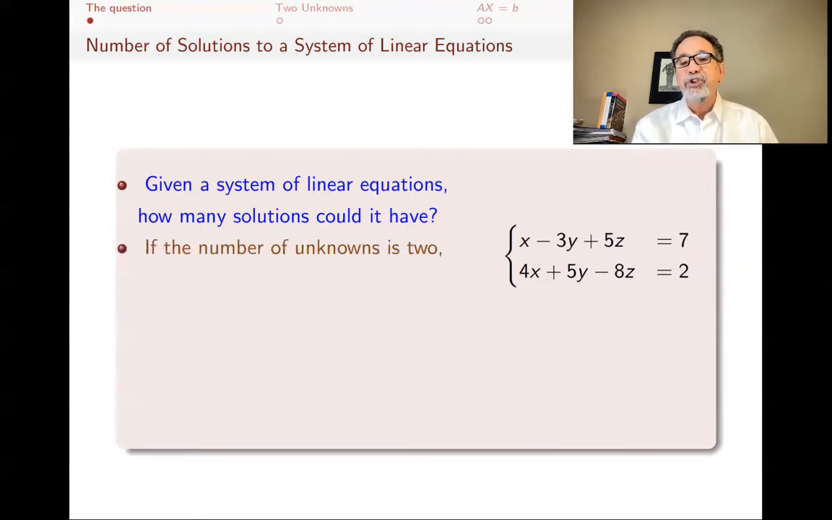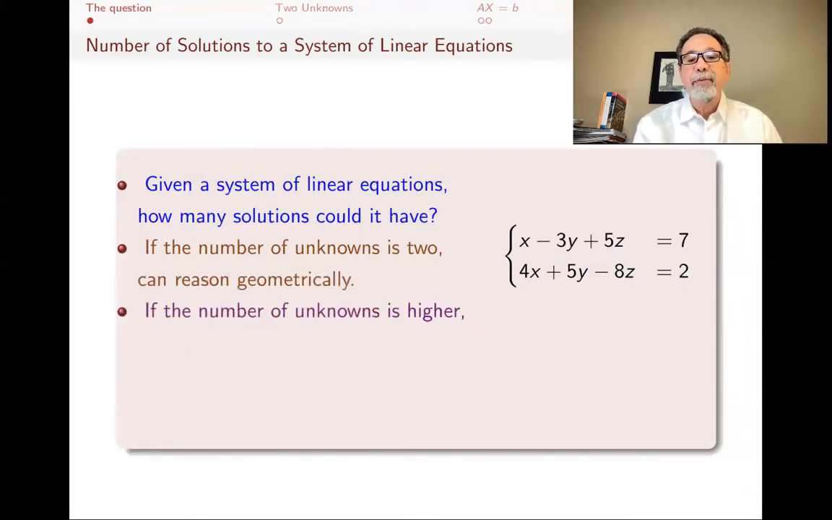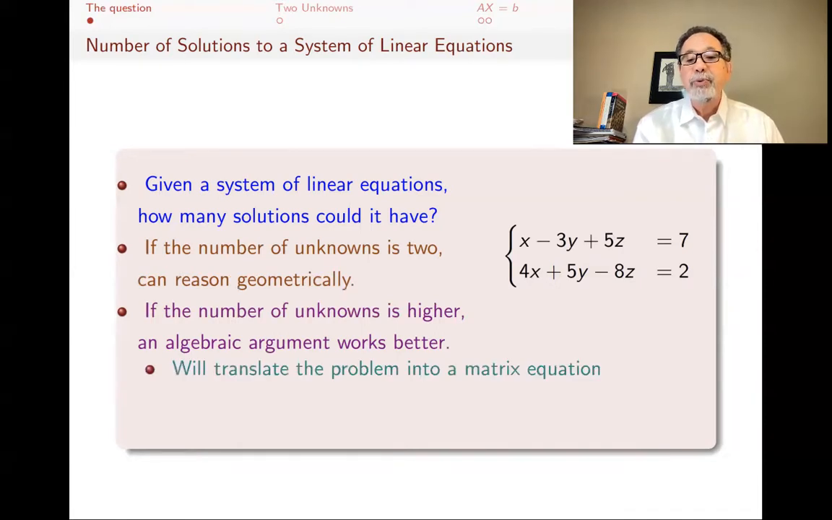If the number of unknowns is 2, if you just have x and y, regardless of how many equations you have, you can reason geometrically, and we shall see that. If the number of unknowns is higher, then the geometric arguments are going to be harder, and an algebraic argument works much better and is much more convincing, and that's what we want to do here. We will translate the problem into one about matrix equations, and use properties of matrix multiplication to answer this question. And this will actually showcase why it's so efficient to think of systems of linear equations as matrix equations.